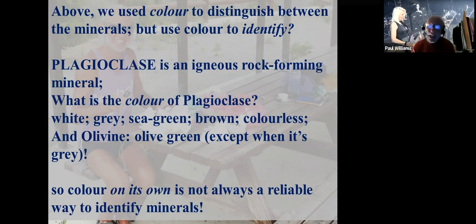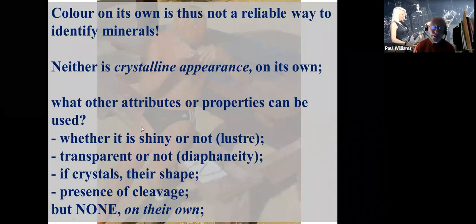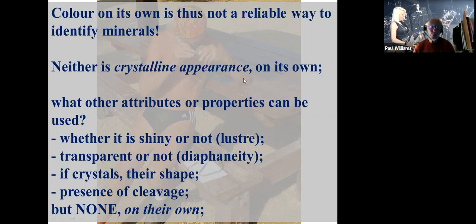So you're looking at a hand specimen, color will leap out at you, but you have to be very careful and methodical in using a range of other qualities that we're going to be looking at in a moment. Right, let's move on. So that's what I'm saying, color is not a reliable way, and neither is the appearance of the crystals, what we call the crystal habit or the crystal shape.